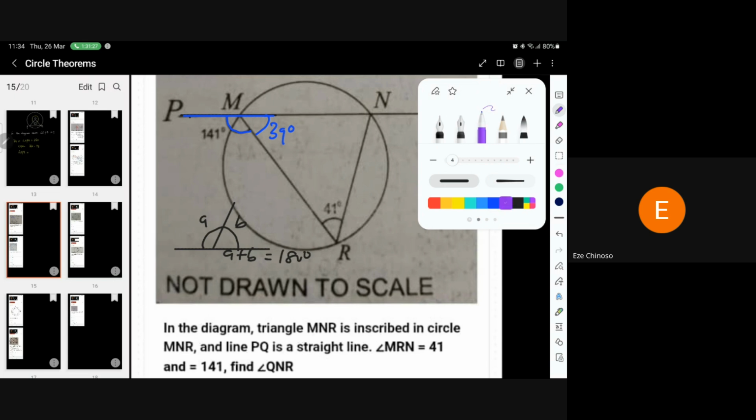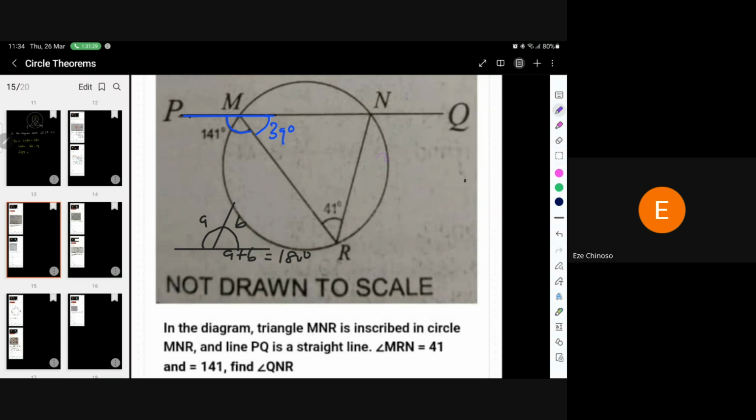Now, what again can you see? You can see a big triangle like this. Here is 41. Here is 39. You can get this 9 place, isn't it? Sum of angles in a triangle is equal to 180. So what we did, we added everything, which is equal to 180. And after solving that value, we had that the angle here is 100 degrees.